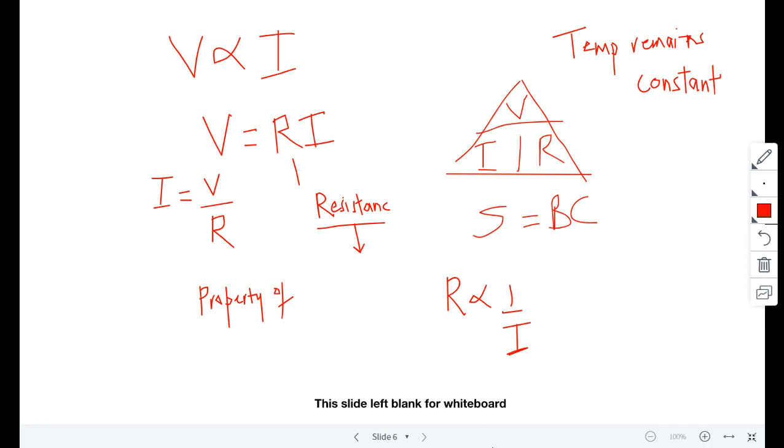The unit of resistance is ohms. Okay, so the unit of resistance is ohms. Yes. And that's the horseshoe kind of shape, isn't it? Yeah, like this.